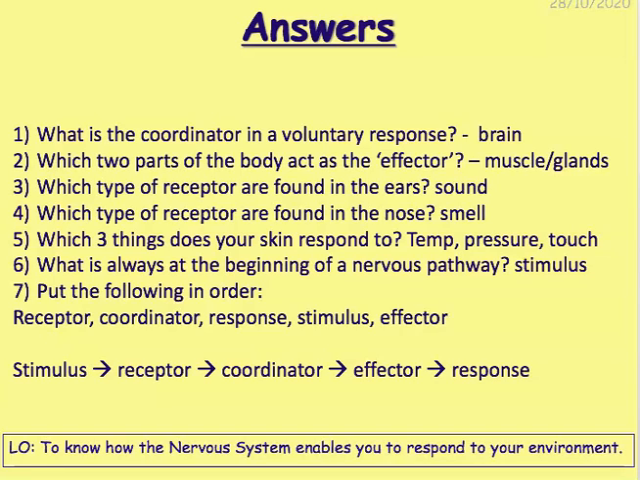And then it asks you to put the following in order. Okay, so that would be stimulus, receptor, coordinator, effector, response. Now, please remember you have information about the nervous system in your knowledge organisers. So go to your knowledge organisers now, find the relevant information about your nervous system and add to the notes that you have taken from today's session.